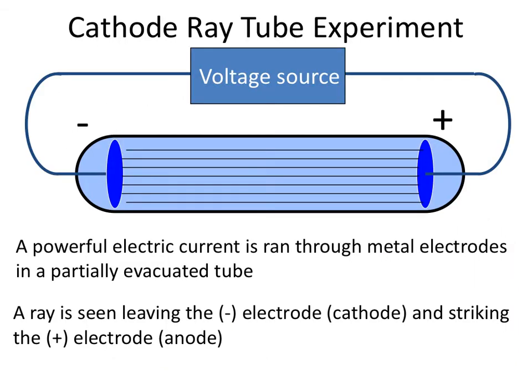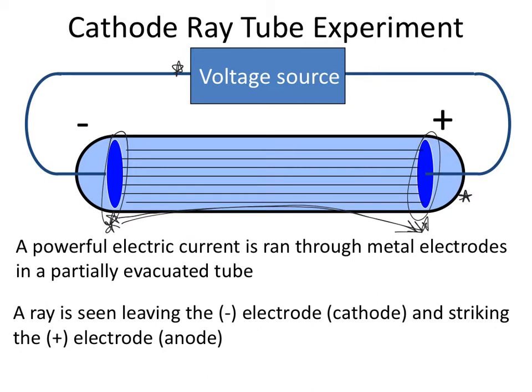So Thomson's cathode ray tube experiment consisted of an evacuated glass tube that had metal electrodes on the interior. And what he had connected to those metal electrodes was a voltage source. So what he would do is run a current through the metal electrodes. And what he saw every time he ran the experiment was that basically a ray, something that looked like a beam of light, would go from one end of the tube to the other.